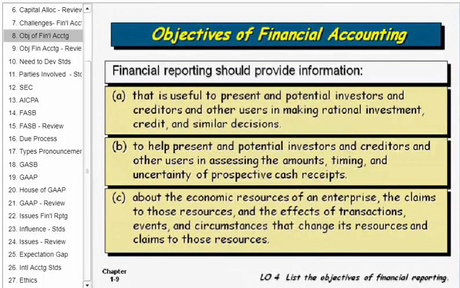So Part B is concerned with cash flow. Part C says financial reporting should provide information about the economic resources of an enterprise, the claims to those resources, and the effects of transactions, events, and circumstances that change its resources and claims to those resources.